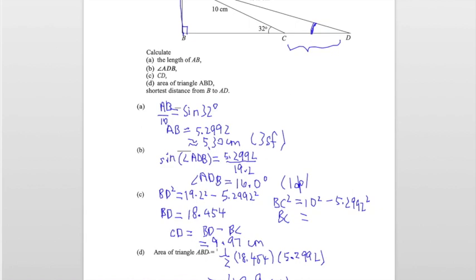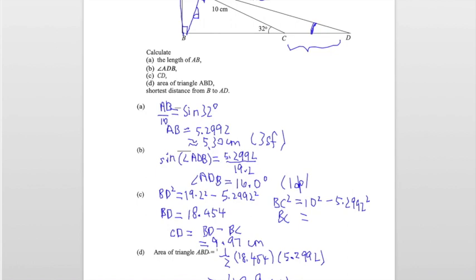Right, so now we have to find the shortest distance. The shortest distance from B to AD is the perpendicular distance. So we have to find this perpendicular distance. To find it, let's call it D. We use the area of the triangle. We have already got the area of the triangle here, so half base times height.